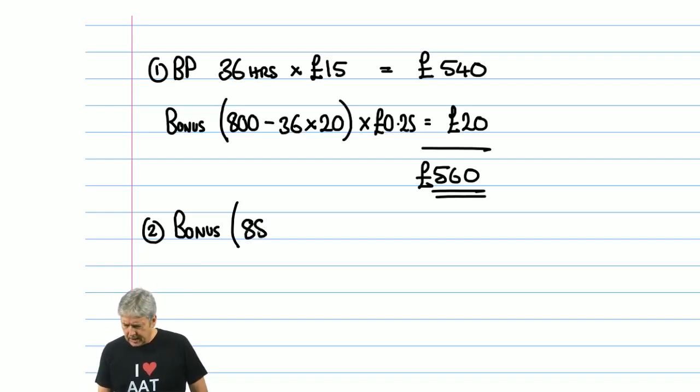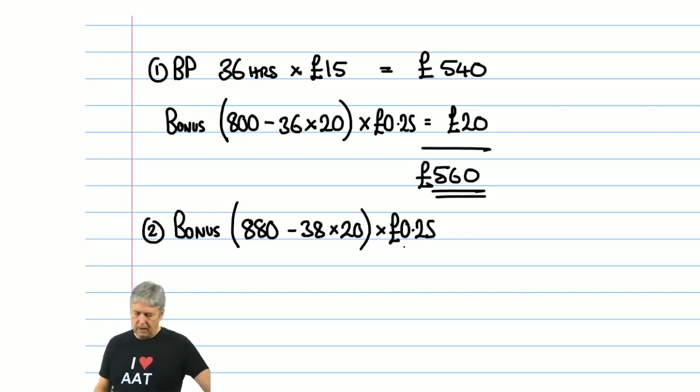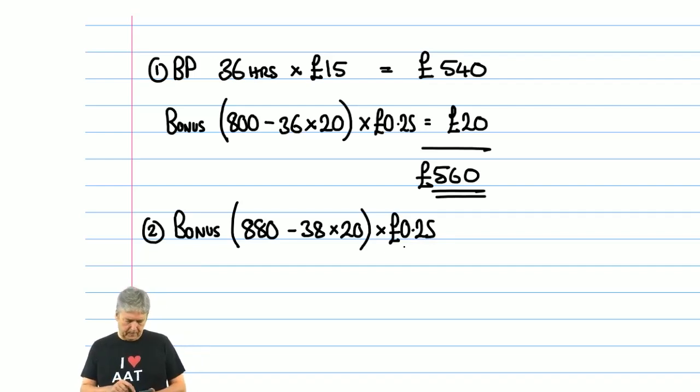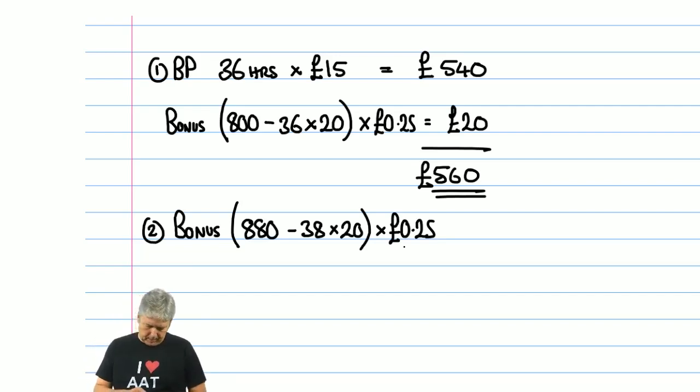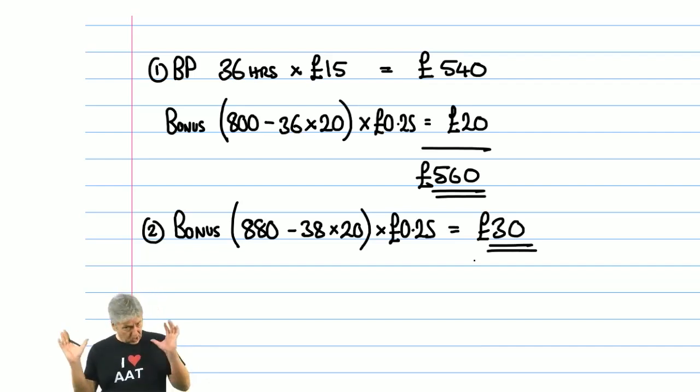So 880 units was the actual production. Now, what was the standard production? So we've got a standard production, that's 38 hours this time, 38 multiplied by 20, and we multiply the excess by the rate of 25 pence. So what have we got here? 880 minus 760, that's 120, multiplied by that, and we come to £30. Okay. That is the bonus. That's all that was required.